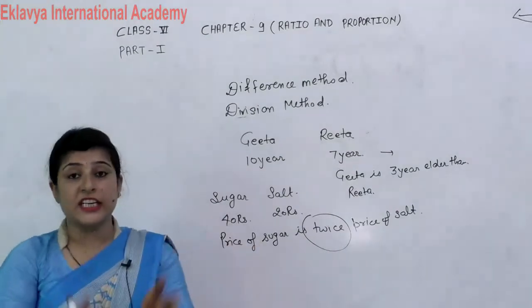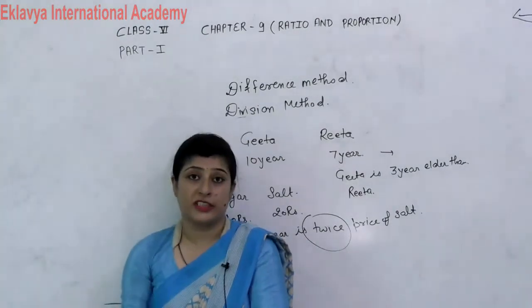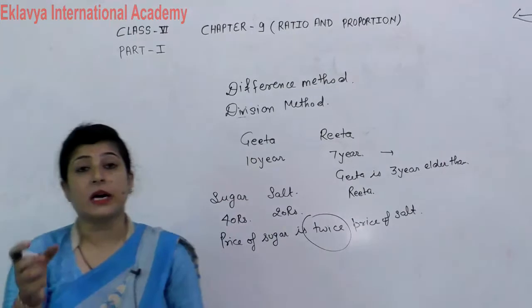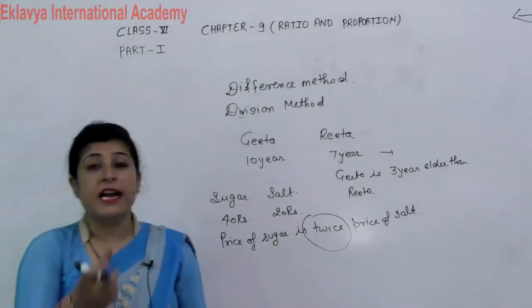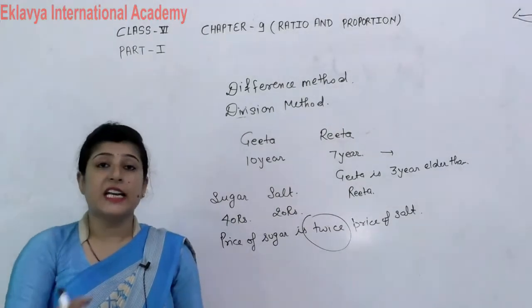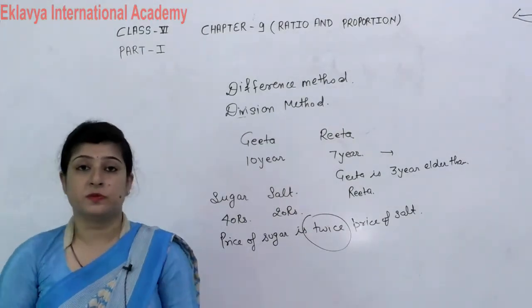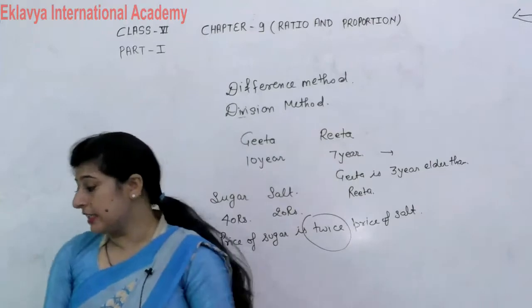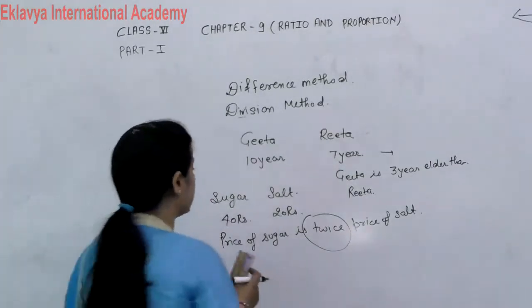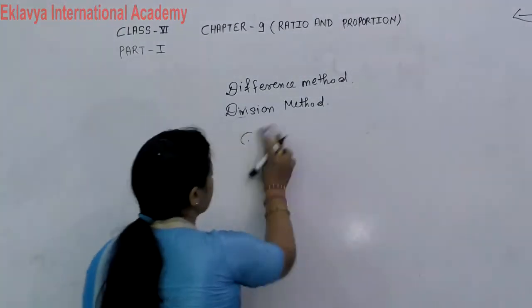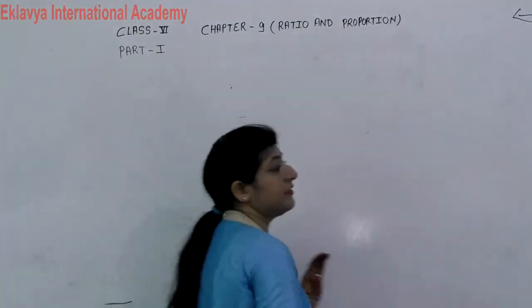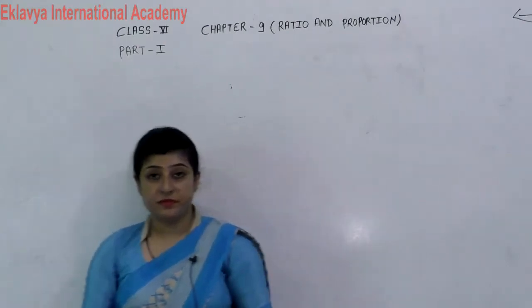Then what is the relation with ratio? Whenever you compare quantities of any kind by the division method, it is called a ratio. So basically, what is the ratio? Ratio is a way of comparing two quantities by division.